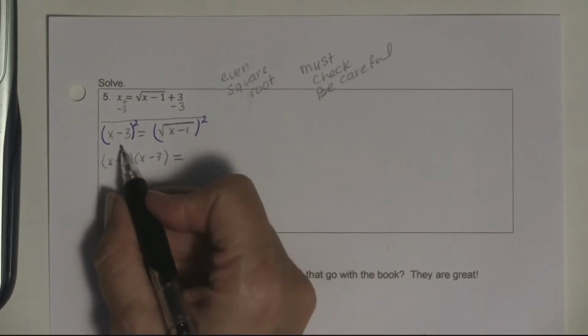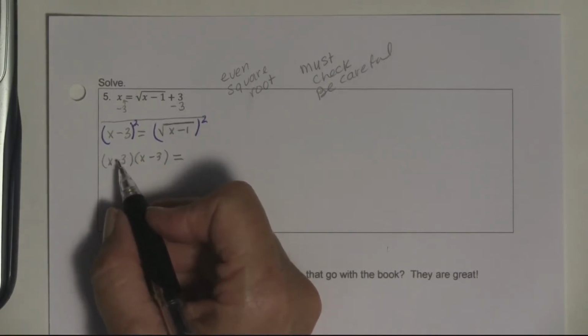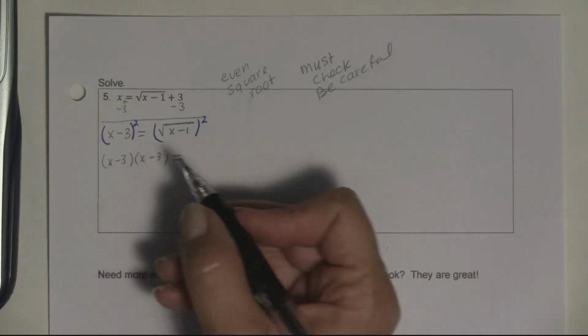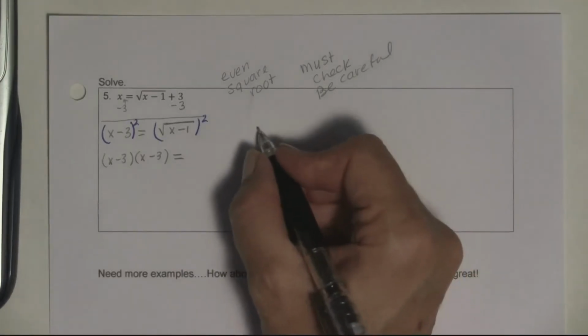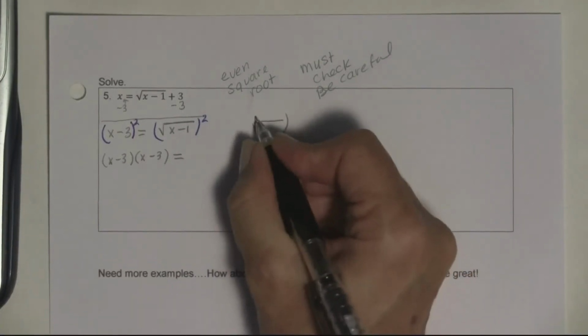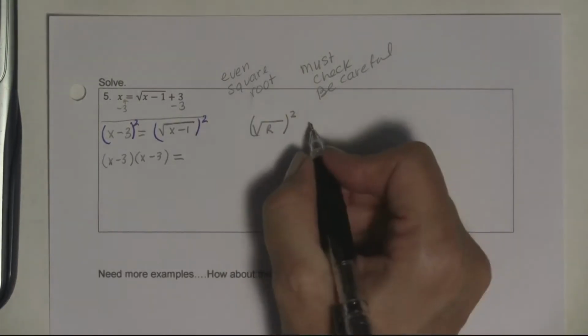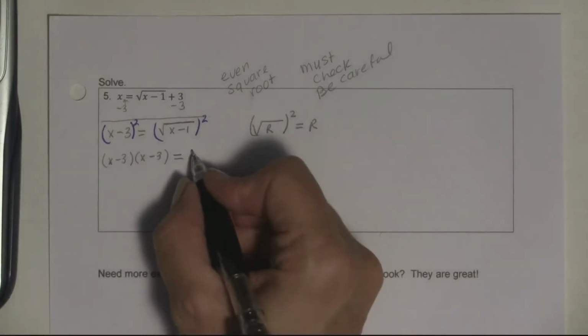So on this side, I have x minus 3 squared. Whenever you have a binomial squared, you have to write it twice and then use FOIL. But this is a monomial squared. And when you square a square root, whatever you had underneath the radical just equals the radicand. So in this case, x minus 1.